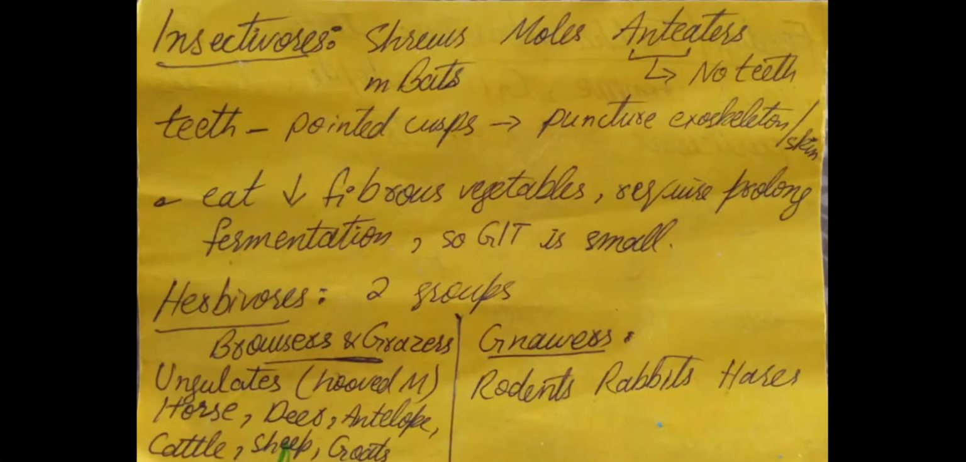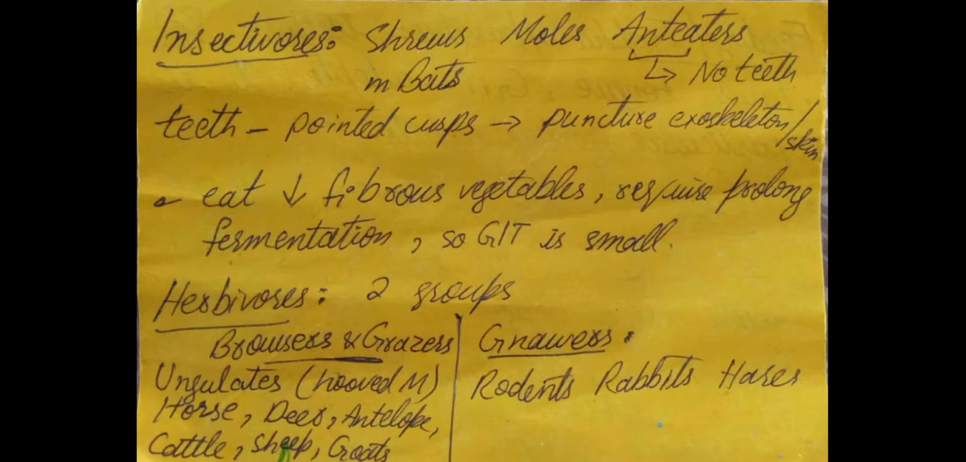Insectivores are the first feeding category. Shrews, moles, anteaters, and many bats are insectivores. They feed on insects. Anteater is the only insectivore that has no teeth. Anteaters use their sticky tongues for capturing insects, while others have teeth with pointed cusps. Those pointed cusps are used for puncturing exoskeleton or skin. They eat less fibrous vegetation because it requires prolonged fermentation. As the gastrointestinal tract is small, they eat less fibrous vegetation.